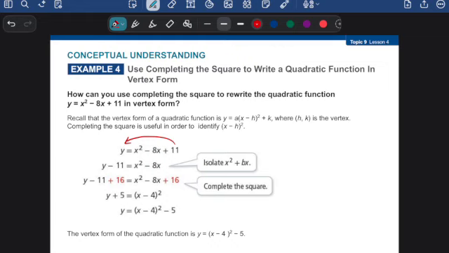And then we're going to complete the square. So b is negative 4. Negative 4 squared is positive 16. We added it to both sides, so don't forget to do that. We've completed the square. Now we're going to factor.